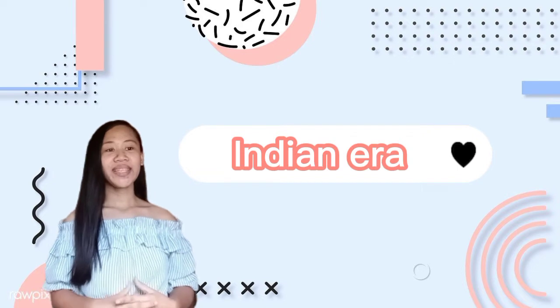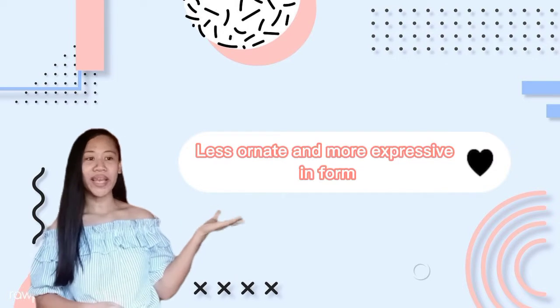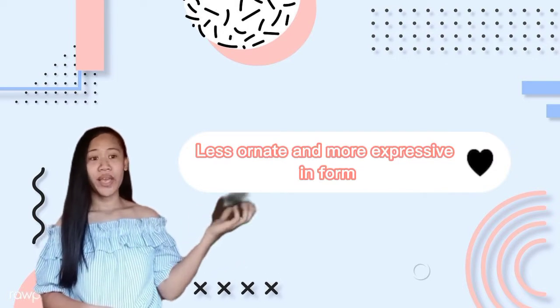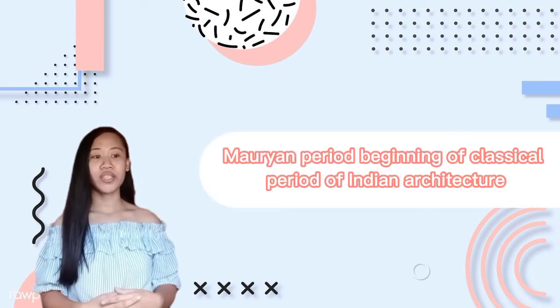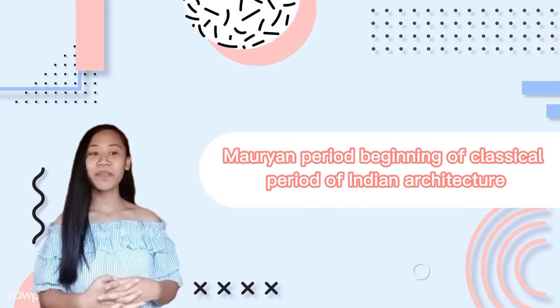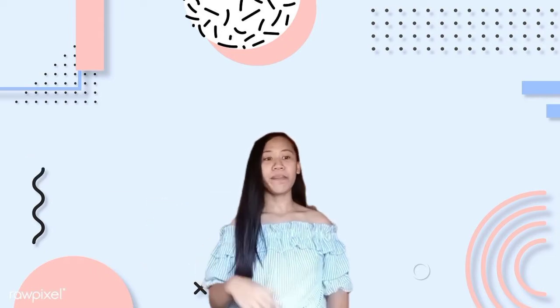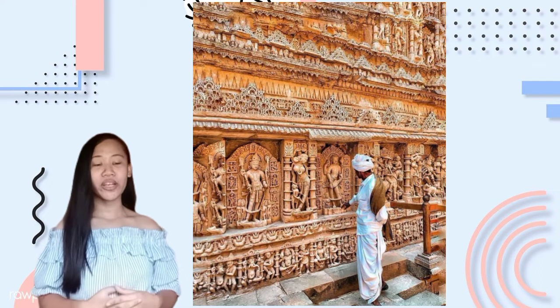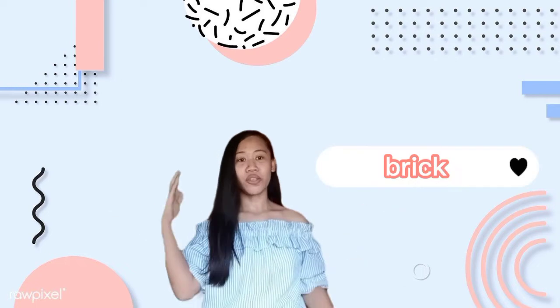Indian era, 18th century to 2nd century BC. Their motif is less ornate and more expressive in form. The materials are basic but cutting edge. The Mauryan period is considered as the beginning of the classical period of Indian architecture. The quality of their architecture is its spiritual content. It represents the concrete form of their prevailing religious consciousness. Their architecture also used mined materials in terms of rock, brick, and stone. Here is an example.